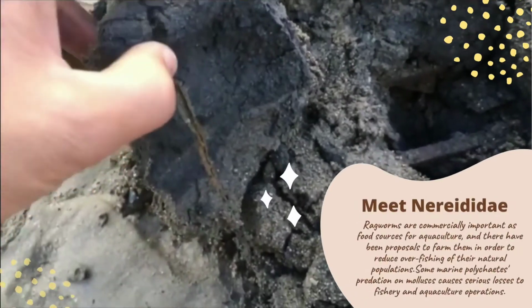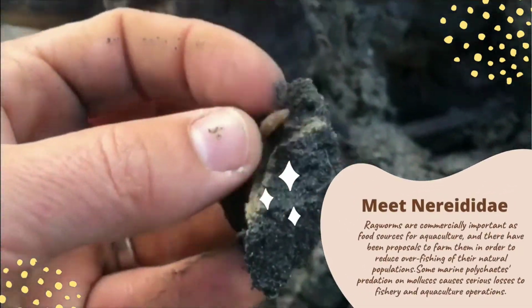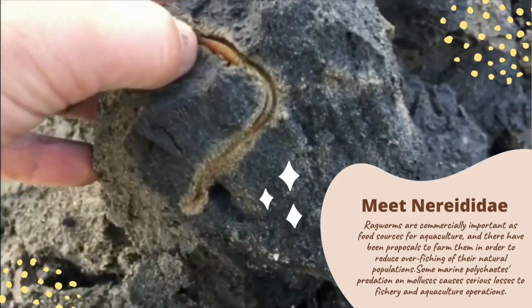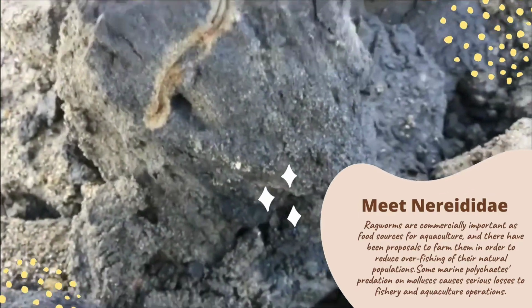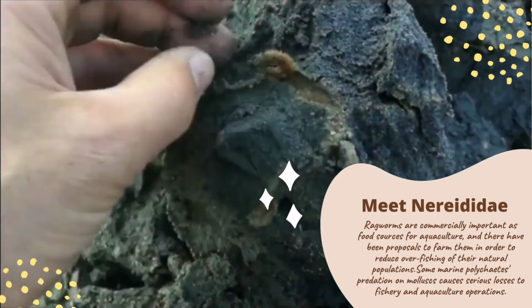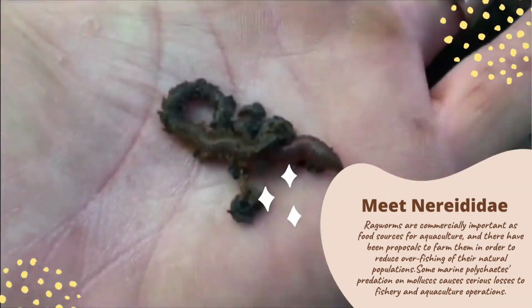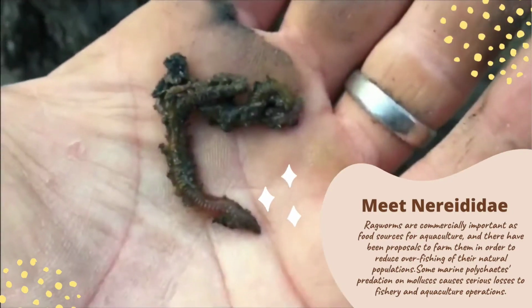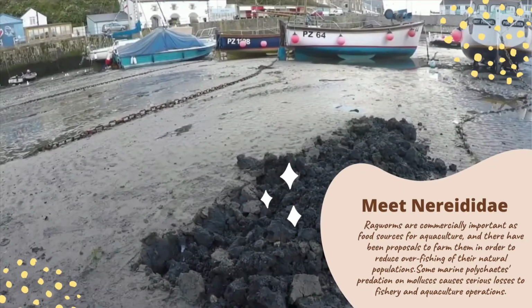Thirdly, meet the Nereididae. Nereididae are ragworms which are commercially important as food sources for aquaculture, and there have been proposals to farm them in order to reduce overfishing of their natural populations. This video will show you where to find and how to dig for the ragworms.